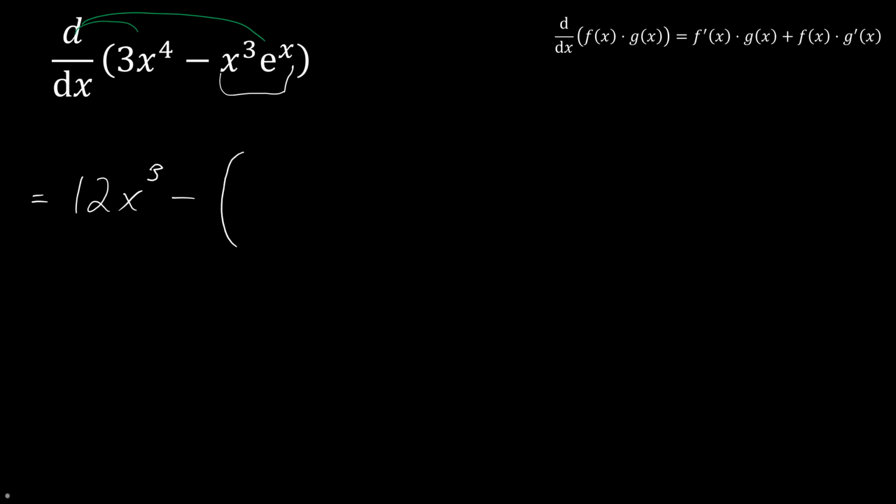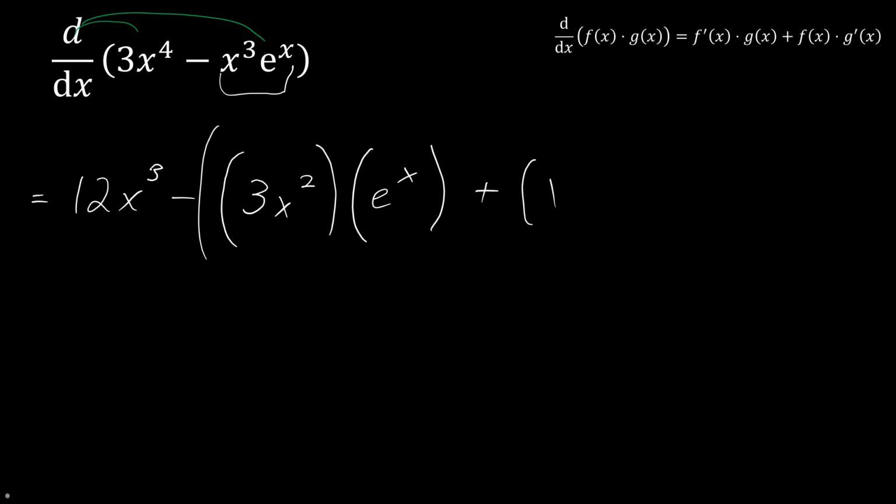So take 3x squared times leave e to the x plus, and then leave x cubed times take, and of course, like I said before, the derivative of e to the x is just e to the x. And then now let's simplify.